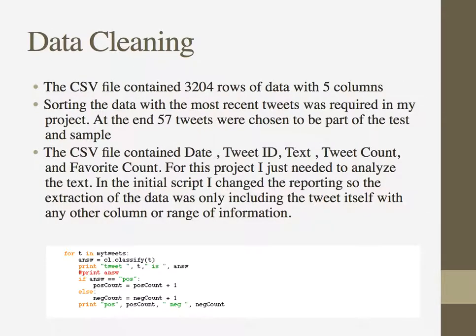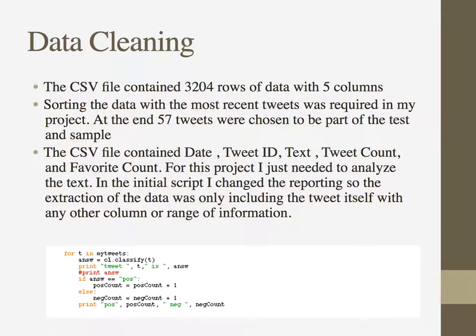One of the most important phases of this project was data cleaning, or data cleansing. In total, the CSV file contained 3,204 rows of data with 5 columns. So it was a pretty big file.